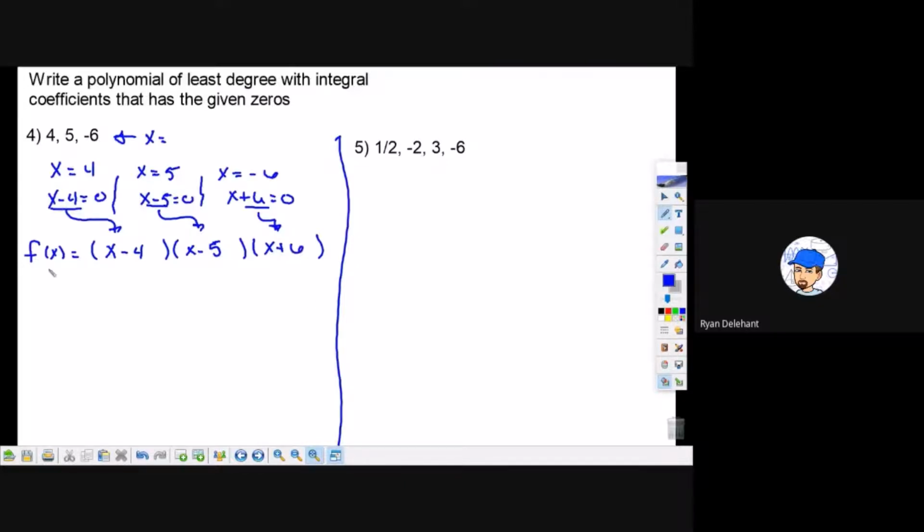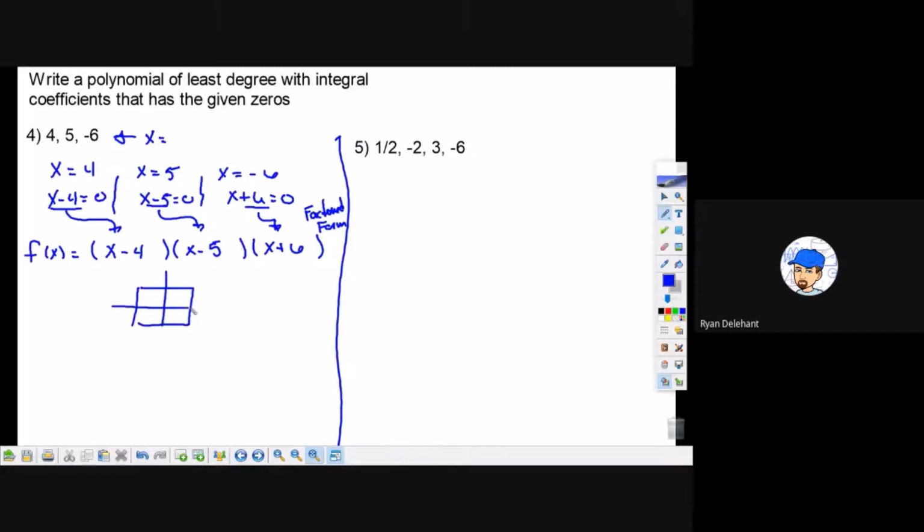Now, thing to remember, because it's all linear factors, this is called the factored form. Most of the time when we're asked to write an equation for these things, they're not going to give us our answer in factored form. They're going to want us to take it to standard form. All standard form means is multiply it out.